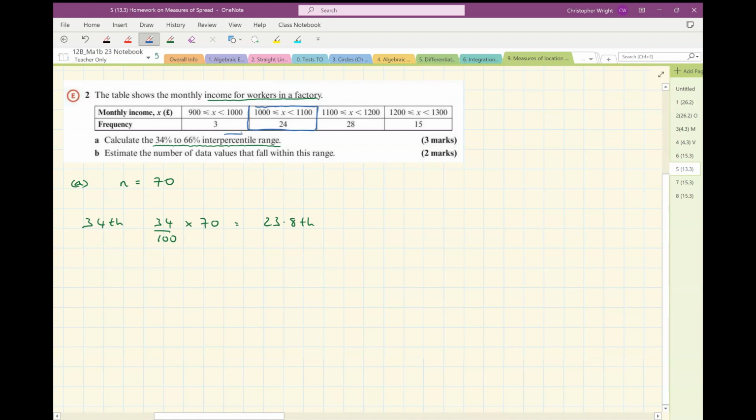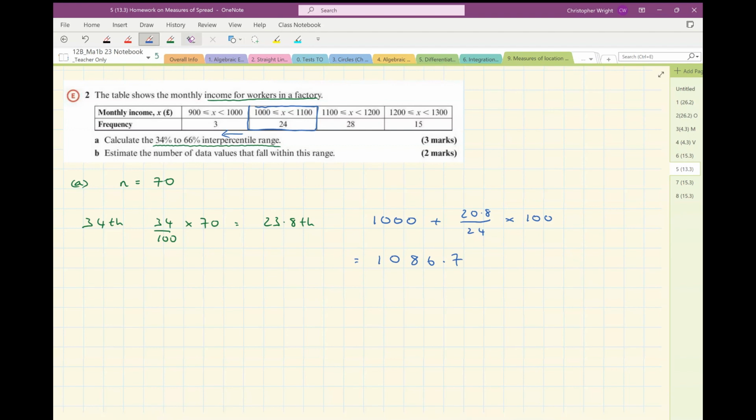The first 3 are dealt with already, so that takes me up to 1,000. And then I'm going to have 20.8 more to go. So I'm going to need to have 20.8 out of the 24 in that range. I'm going to go that far along, and the class width is 100. So that gives me a monthly income for the 23.8th person of 1,086.6 recurring, so let's say 1,086.7.